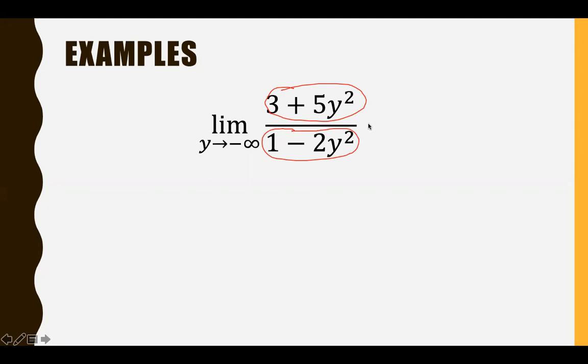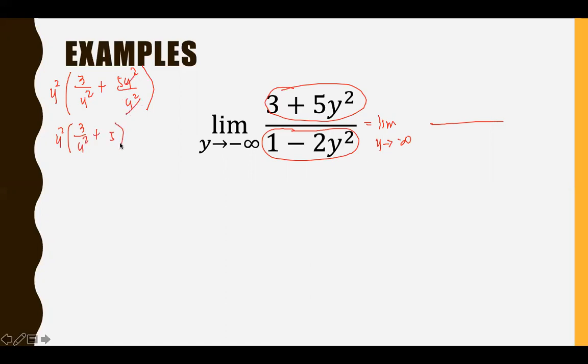If it's very hard for you yet, we can apply what I mentioned earlier. So it's to the power of 2. It will be y squared times 3 over y squared plus 5y squared over y squared. After that, it's y squared times 3 over y squared plus 5, since we can cancel that.